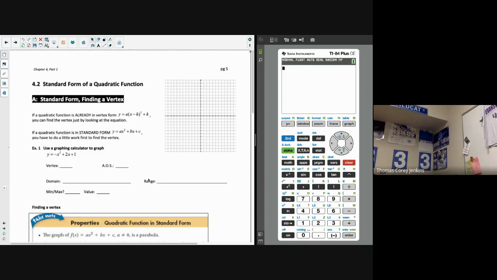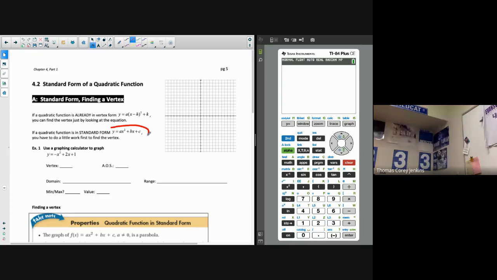So section 4.2. This is about graphing parabolas. Last lesson, if you recall, was about equations in vertex form, that kind of funky looking x minus h squared plus k form. But this one is in standard form, right? So this is more like what you would see, hence the name standard form, on more of a normal problem going forward.